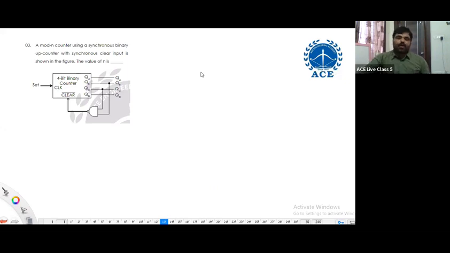Right. Here the problem is that some extra inputs are given. An N-bit mod-n counter using a synchronous counter. It is not an asynchronous counter, it is a synchronous binary up counter with a synchronous clear input, as shown in the figure. The value of n is a very simple thing. So let me analyze with respect to the clock.